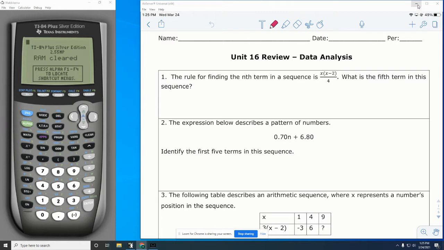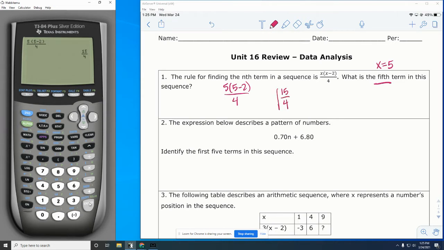The first one says the rule for finding the nth term in the sequence is x times (x minus 2) divided by 4. What is the fifth term in this sequence? The fifth term is going to be an n value of 5. So all I'm going to do is plug in a 5 where I see x's and simplify. You can do it a couple of different ways. I'm just going to do it the most basic way that looks the same as what's on my paper. You could also plug this into y equals and go to the table to see where x equals 5, what is your y. So 15 over 4 is going to be my y value.